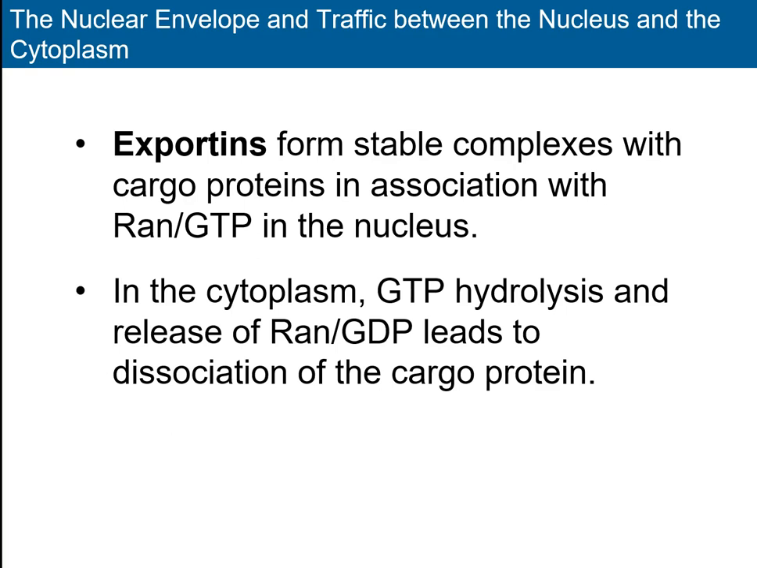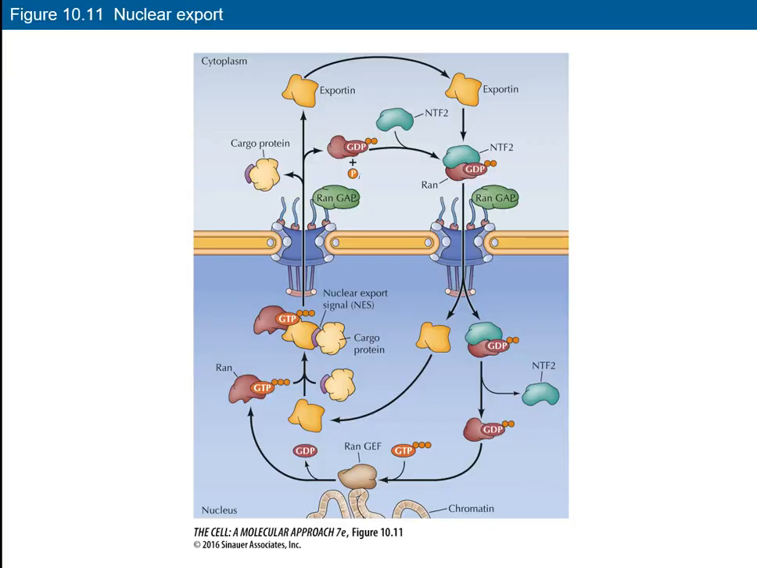It says exportins form stable complexes with cargo proteins in association with RAN-GTP. So again, similar proteins involved, okay? In the cytoplasm, GTP hydrolysis and release of RAN-GTP leads to dissociation of the cargo protein. So again, very similar mechanism, okay, as to what we just saw, right? And so that's what this is showing you here.